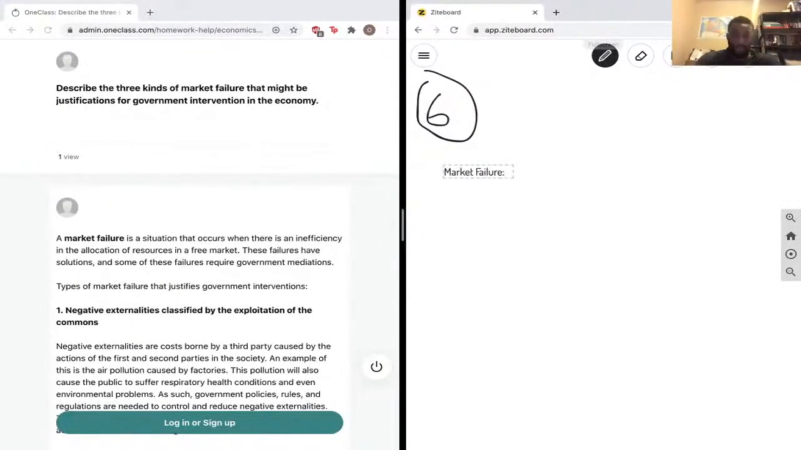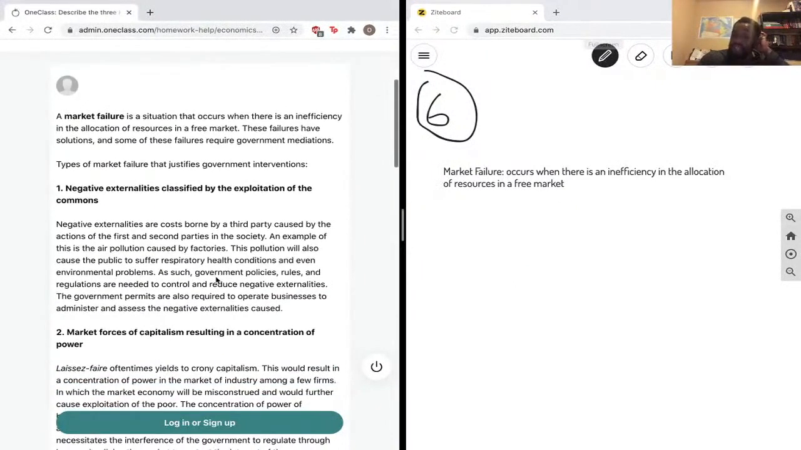So that is correct. Market failure occurs when there is an inefficiency in the allocation of resources in a free market. And like the tutor says here, these failures have solutions, and some of these failures require government mediations. Types of market failure that justify government intervention.